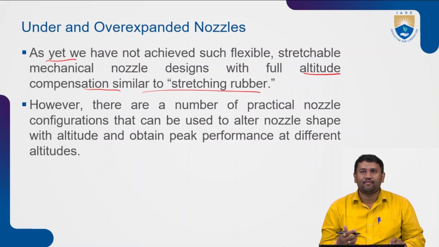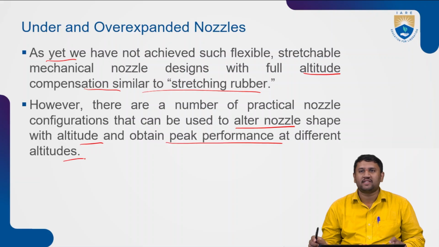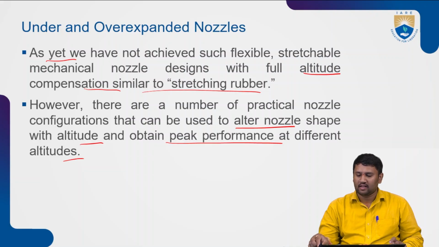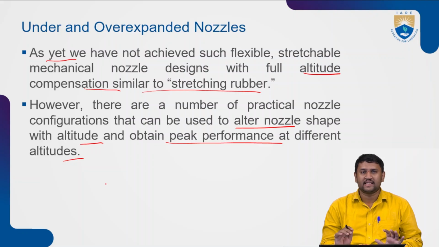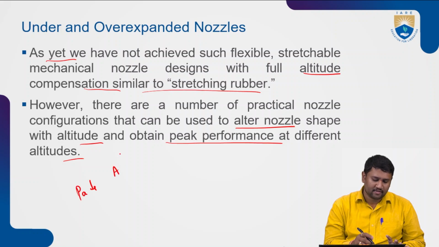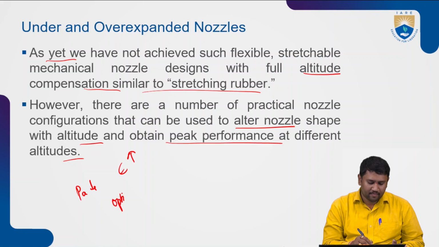However, there are a number of practical nozzle configurations that can be used to alter the nozzle shape with altitude and obtain peak performance at different altitudes, right? So let us give a small recap over this. Whenever we are designing a nozzle, what we are supposed to do is, as we have discussed earlier, as the ambient pressure decreases, the area ratio, epsilon, is supposed to increase, right?